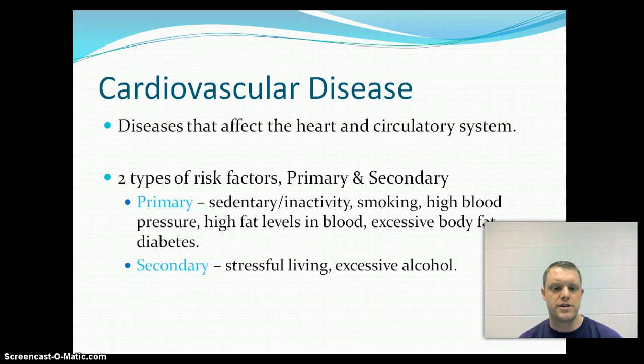If you take a look at primary factors: being sedentary or inactive, smoking, high blood pressure, high fat levels in the blood, excessive body fat, and diabetes. These are all controllable by each individual if you get out and be active and watch what you eat. Secondary: stressful living, kind of controllable but not as controllable, and excessive alcohol, that is very controllable. So these risk factors are controllable for cardiovascular diseases.